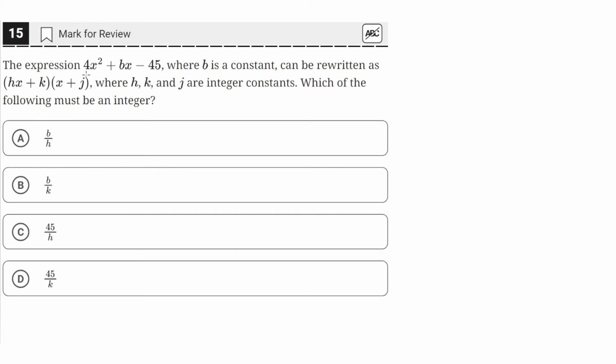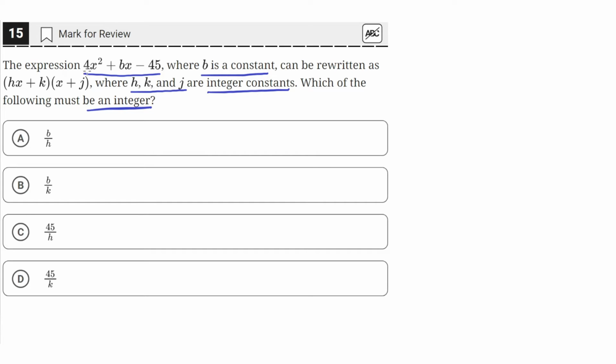The expression 4x squared plus bx minus 45, where b is a constant, can be rewritten as (hx plus k) times (x plus j), where h, k, and j are integer constants. Which of the following must be an integer?